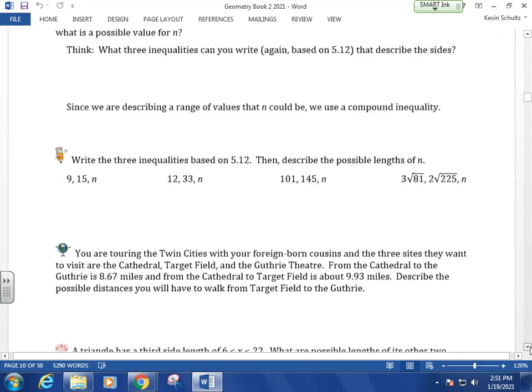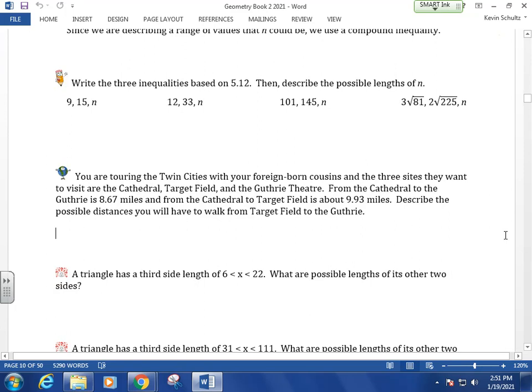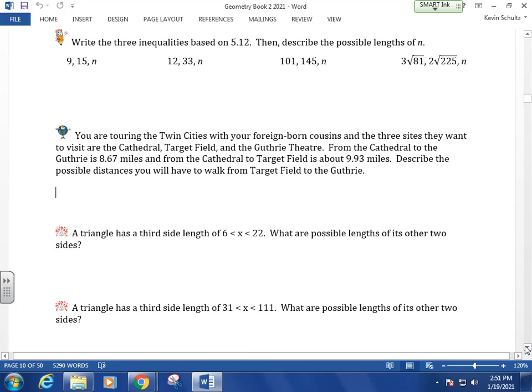Let's scroll on down. It says write 3 inequalities based on the triangle inequality theorem, Theorem 5.12, then describe the possible lengths of n. And what I'm looking for here, the possible lengths, how you can describe them, is through a compound inequality. Okay? So 9, 15, and n. What 3 inequalities can we write from this?